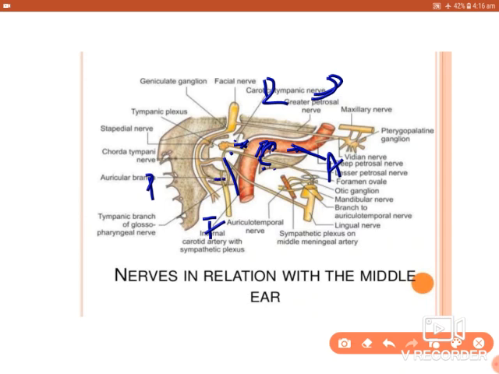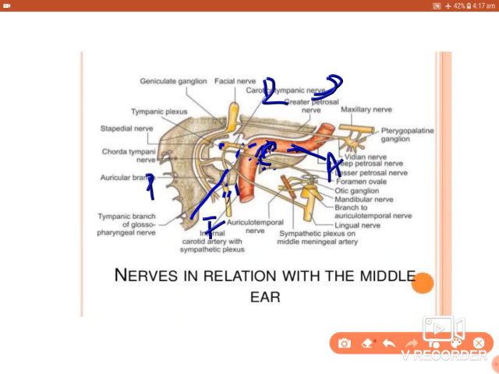Then this is the floor. The floor is related to one nerve here, the glossopharyngeal nerve, the ninth cranial nerve. From there, it provides a tympanic branch that also enters the tympanic cavity and forms a tympanic plexus with the caroticotympanic nerve. So this is the tympanic branch of the glossopharyngeal nerve, and this is the caroticotympanic nerve from the sympathetic plexus. They form a plexus in the tympanic cavity. This plexus is called the tympanic plexus.